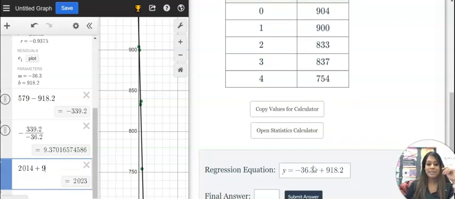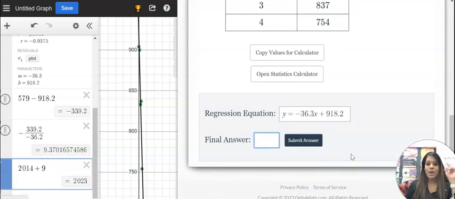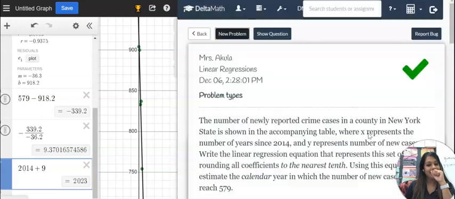Well, I'm going to put it in. Hopefully that'll work. 2023, I think this will work. I think it will. I'm not that confident. Yes. Hey, it worked. Good job, Miss Akula. Because I'm the only one here.